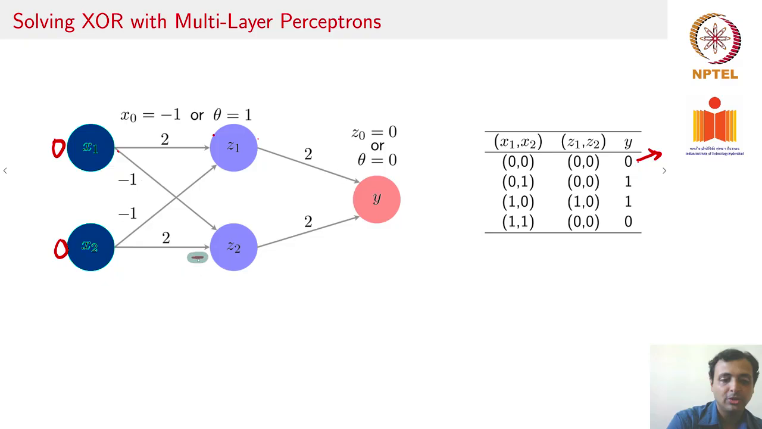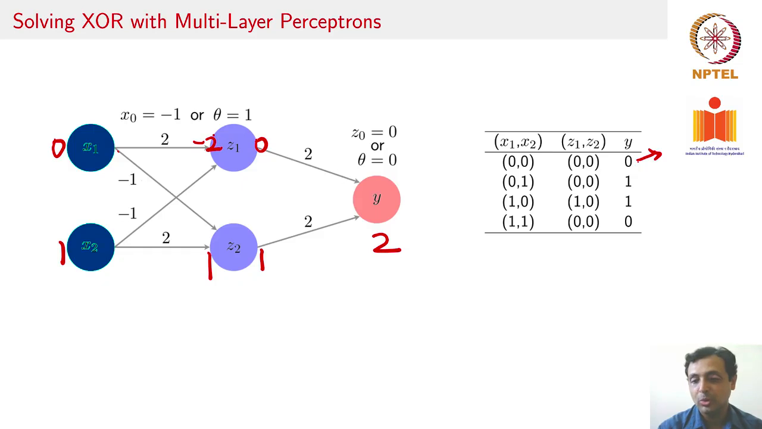So let's consider your input now to be 0 and 1. If that be the case, your Z1 is going to get a 0 and a minus 1 and a minus 1, which would turn out to be minus 2, which means the output would be 0. And let's see what Z2 would get. Z2 would get a 0 and a 2 and a minus 1, which would be 1, which means the output of Z2 will be 1, which means you're going to get an output of 2 here, because 2 into 1 plus 2 into 0, which corresponds to a 1.